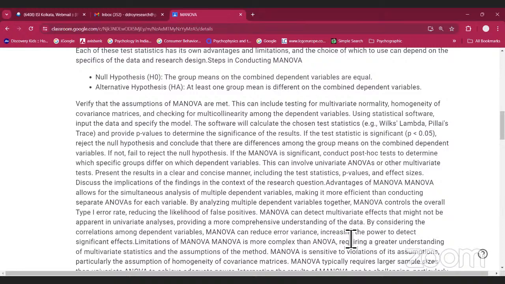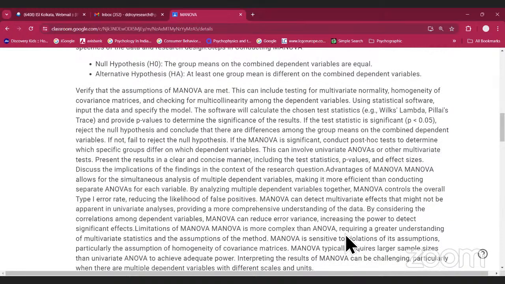MANOVA can detect multivariate effects that might not be apparent in univariate analysis, providing a more comprehensive understanding of the data. By considering the correlations among dependent variables, MANOVA can reduce error variance, increasing the power to detect significant effects.